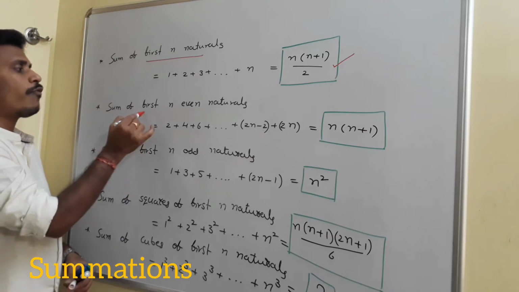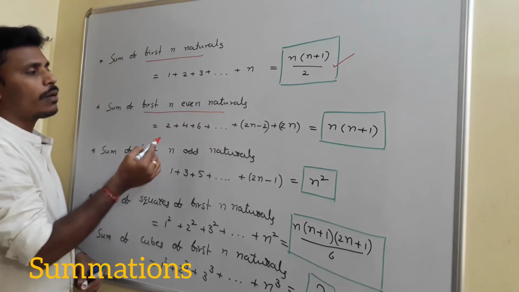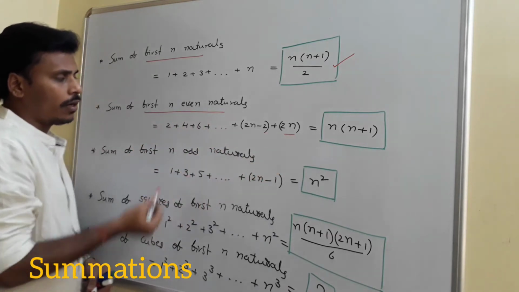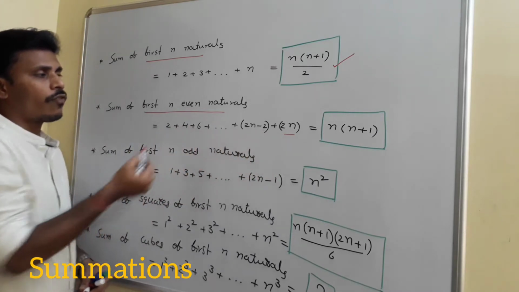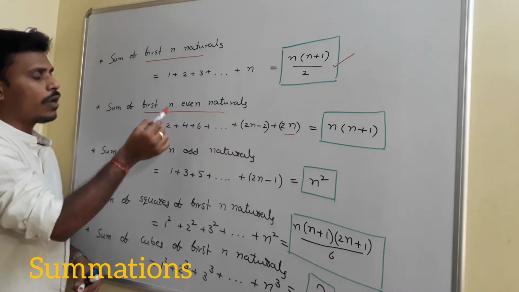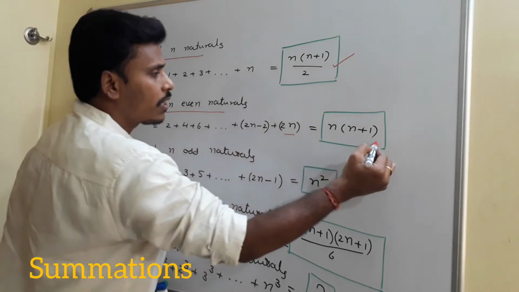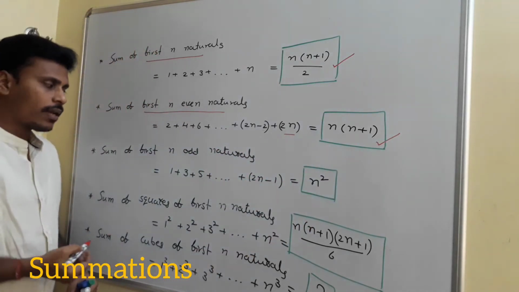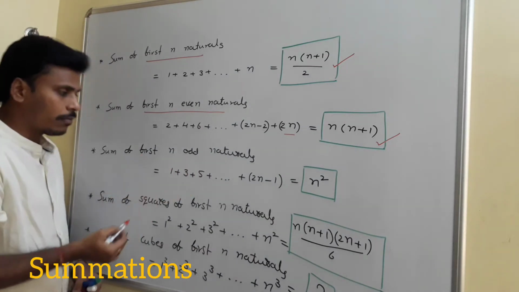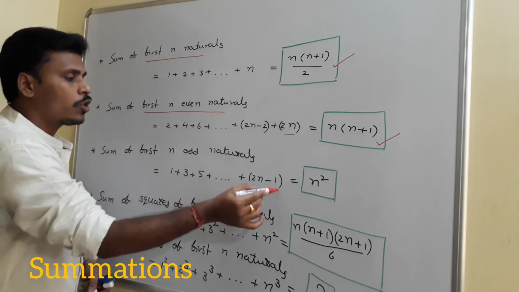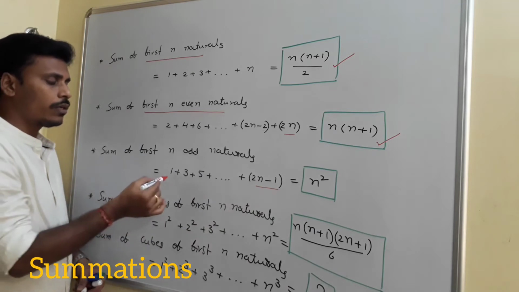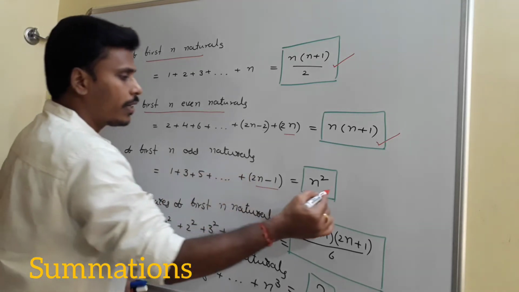Whereas the sum of the first n even naturals: an even number is usually of the form 2n, so all these numbers are in the form of 2n. Since I mentioned n even naturals, the summation contains all these terms and its sum is given as n into n plus 1, right? And the sum of the first n odd natural numbers: an odd natural number is usually of the form 2n minus 1, so the sum of those terms is n square.